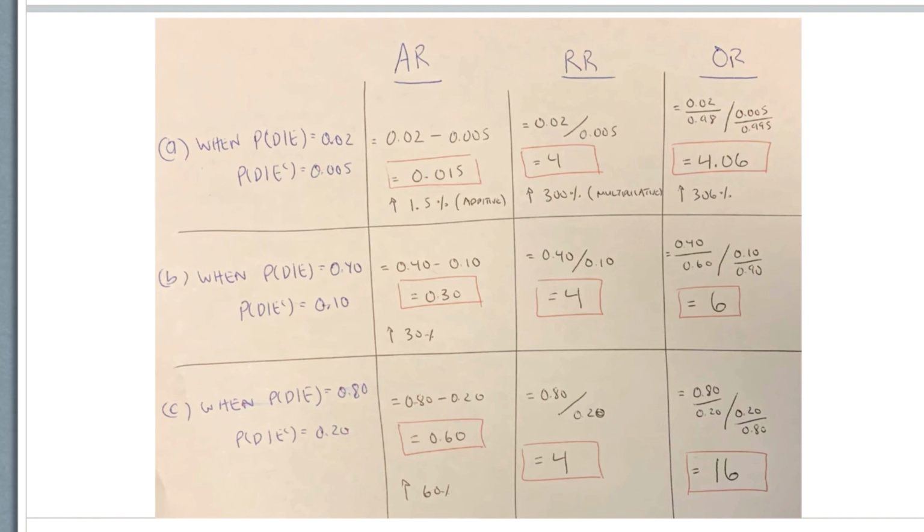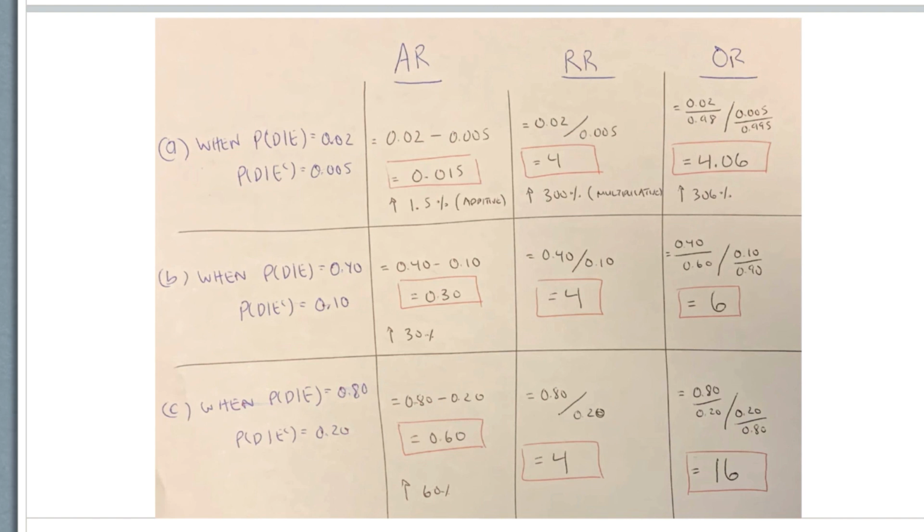On a relative scale, it goes up to 40% from 10%, or that's 4. So again, an increase of 300%, or the risk for those exposed is 4 times the risk of those not exposed. And the odds ratio, if you work that out, would come out to be 6. Now in that final example, example C, your risk of disease when you're not exposed is 20%, and when you are exposed it goes up to 80%. On an additive scale, it's going from 20% up to 80%, or a 60% increase. On a relative scale, the 80 over 20 gives us 4. The odds ratio, if we work that out, is going to come out to 16.